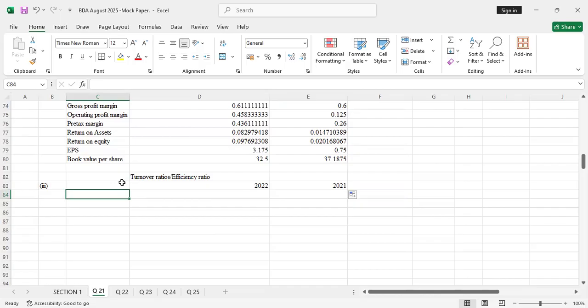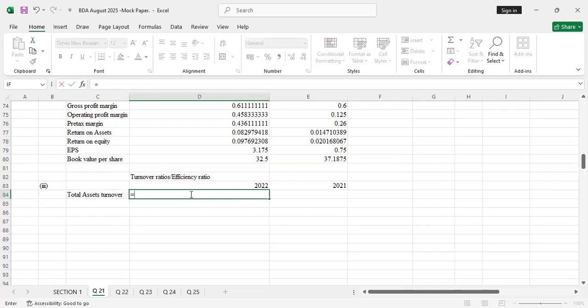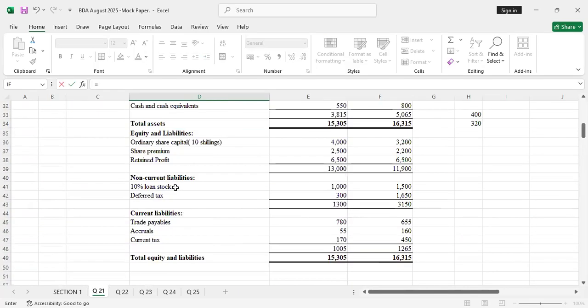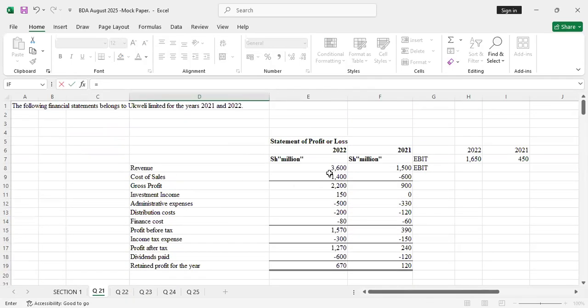In this, you have to know what the turnover ratios are. We'll start with the total assets turnover. The formula is net sales over average total assets. So we'll have net sales, because if you go to the statement of profit or loss, we have revenue, and that revenue is the sales.